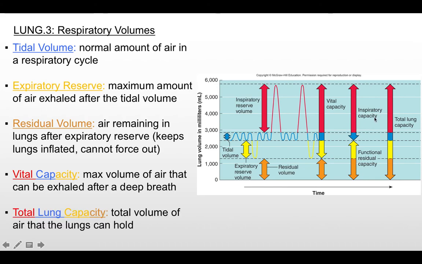When we're talking about all of it, your max inhale, your tidal volume, your expiratory reserve, and your residual volume, that is total lung capacity. And in an average adult, it's between 5,000 and 6,000 milliliters, though you can be larger or smaller depending on your body size.